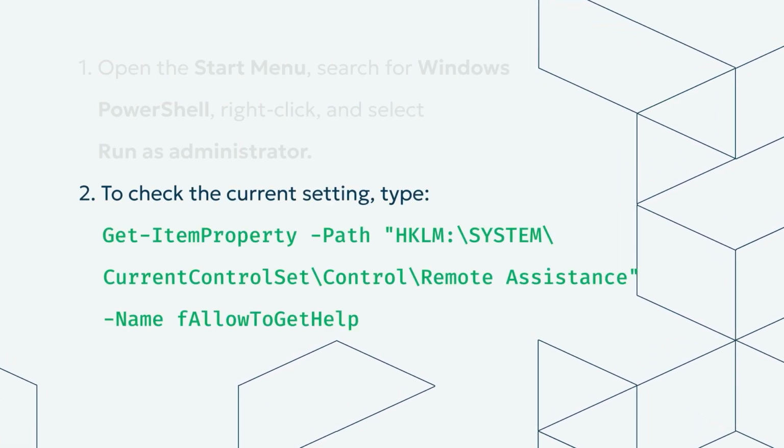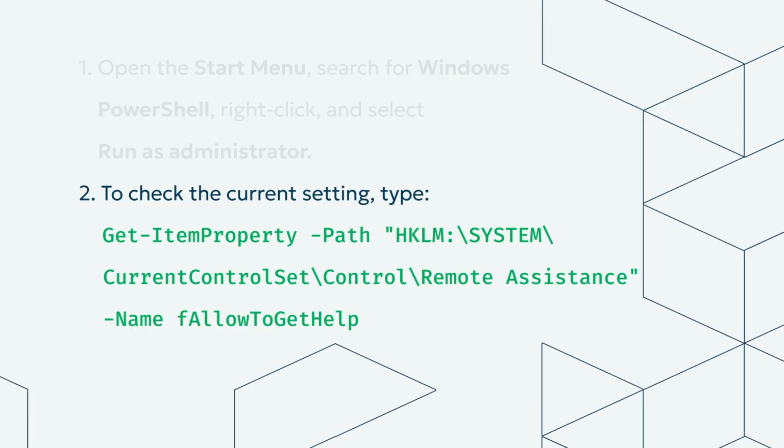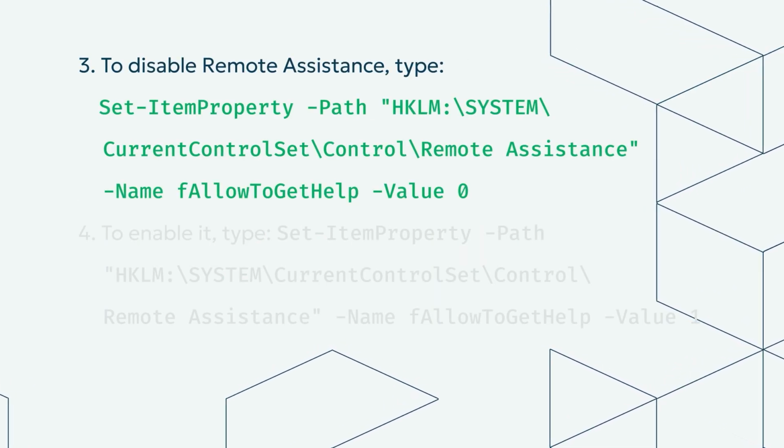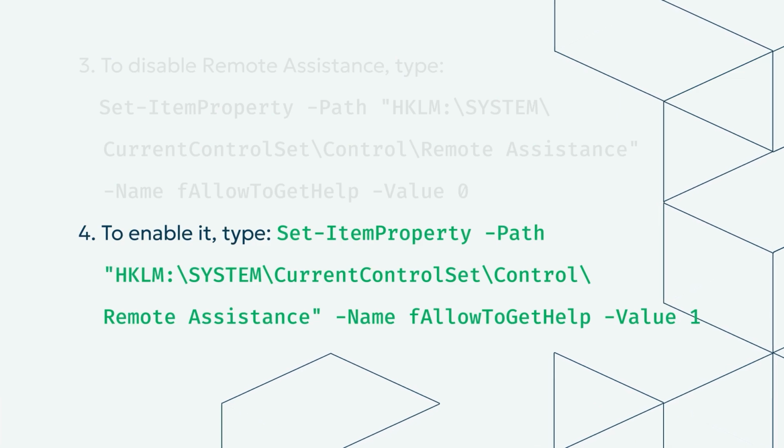To check the current setting, type the following. To disable remote assistance, type the following. To enable it, type the following.